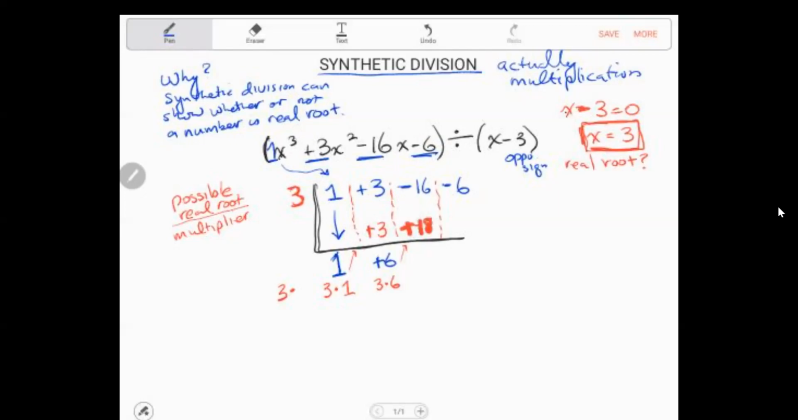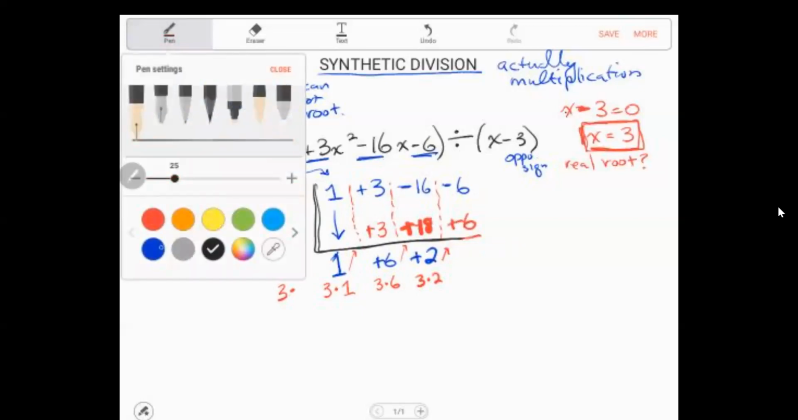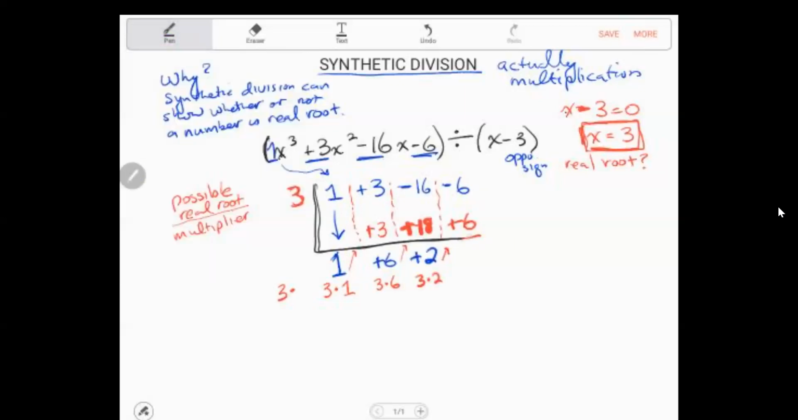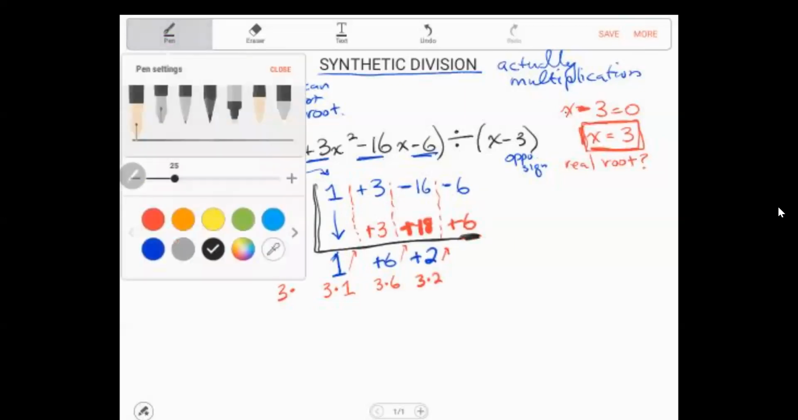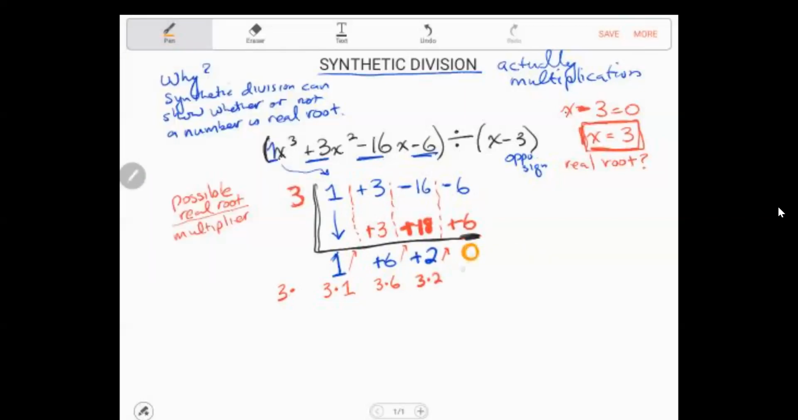All right, and then we're going to add these two together in this column. So we have a -16 and a positive 18. That's going to give us a positive 2. All right, and we do it one more time. So 3 times 2, and that's going to give us a positive 6. All right, and then that's going to give us, sorry, I'll fix this right here. All right, and I'm going to write that in a different color. That's going to give us a 0.